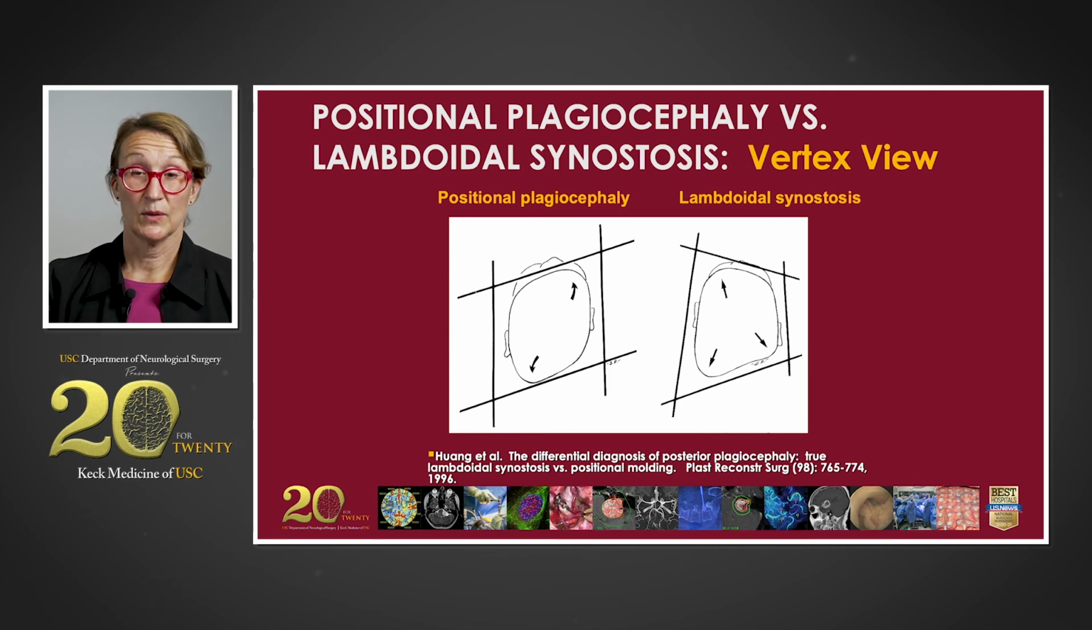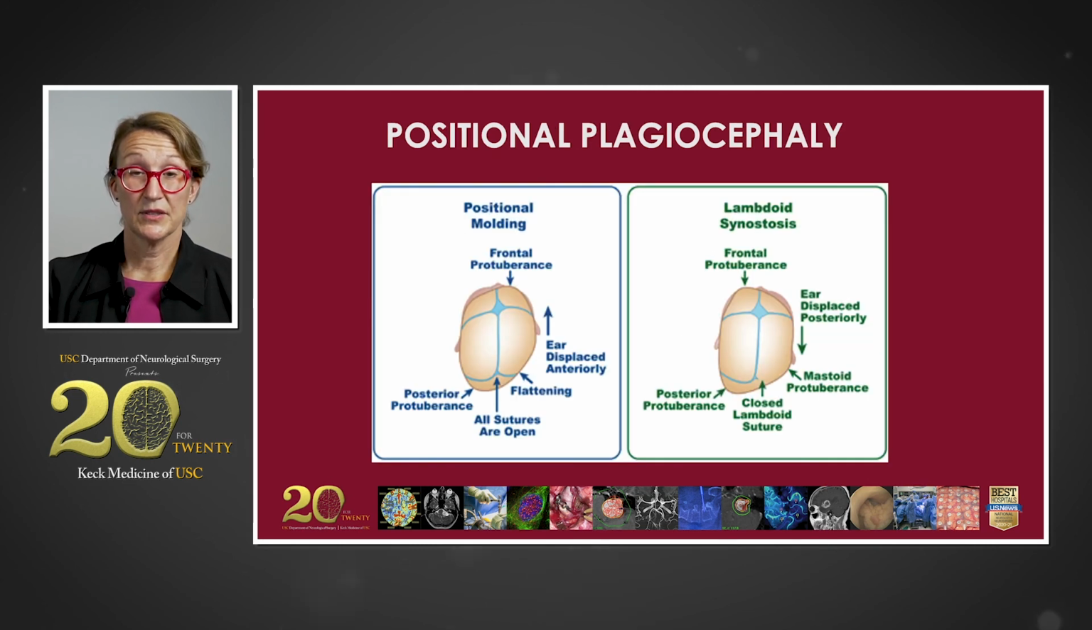In lambdoidal synostosis, it's the opposite. Even though the right side might be flat, the right ear is actually deviated inferiorly and posteriorly, and the contralateral forehead is pushed forward. And there's typically a strong compensatory contralateral parietal bulge, which again can be confused with positional plagiocephaly. This is another schematic demonstrating the difference between positional molding and lambdoid synostosis, which again demonstrates the position of the ear and the position of the frontal protuberance, which is quite different between the two.